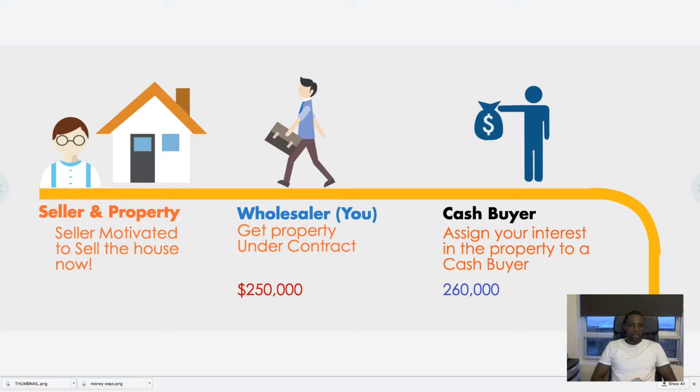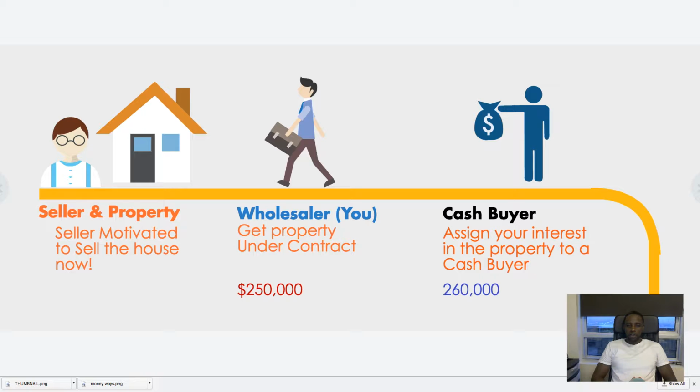Okay, now we come over to the house. You as the wholesaler, and the seller is motivated to sell the house right now. You get the property under contract for $250,000. So you have a contract with the seller saying we're going to buy the house for $250,000. Then there's a cash buyer.